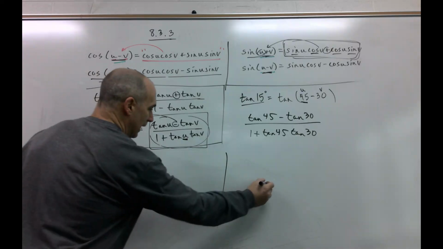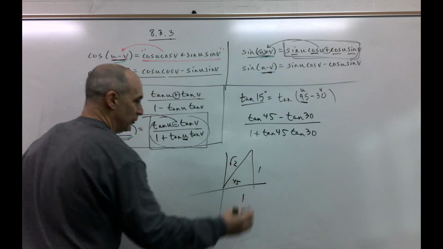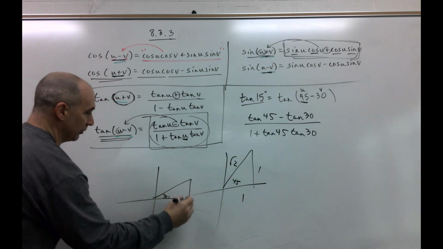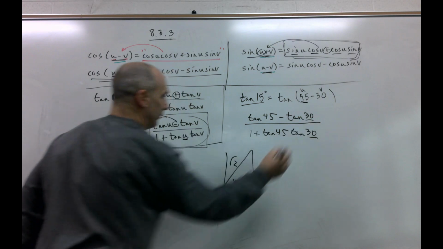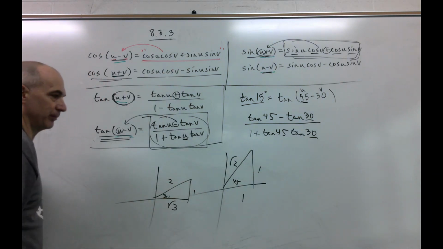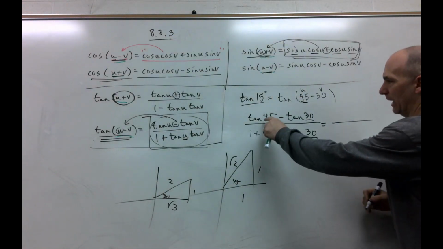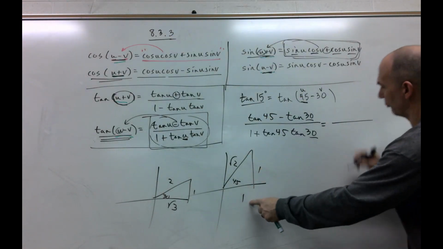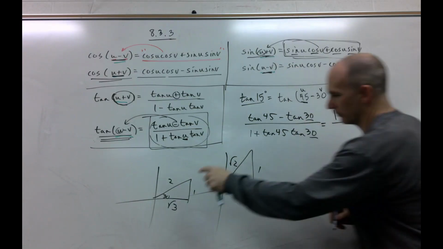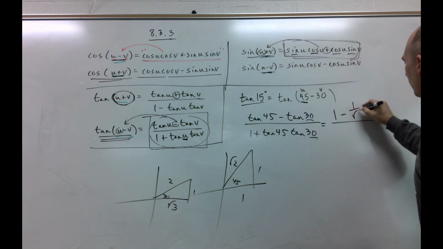So we got to have a 45, 45 again. So there's my 45, but we also need a 30 degree reference angle because of this and this. So here's my 1, here's my 2, here's my square root of 3. So let's start plugging things in. So what's tangent of 45? Opposite over adjacent, 1. Minus, what's tangent of 30? Opposite over adjacent. So it's minus 1 over the square root of 3.